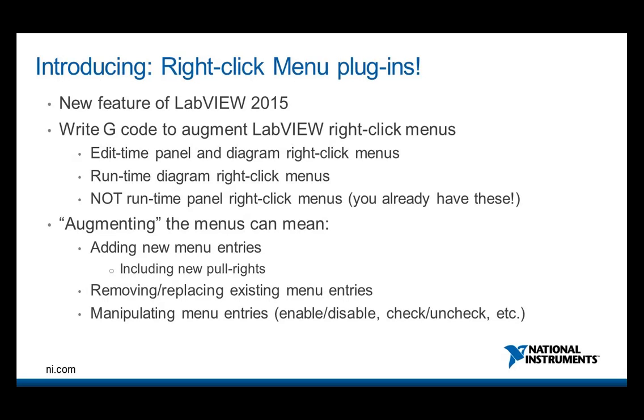So when you right-click on a control or something on the diagram, and you have your standard right-click menu, you can write G code to stick stuff in there as well. What this feature allows is augmenting the edit time right-click menus on the panel and on the diagram. It also allows you to augment the right-click menus on the block diagram at runtime.